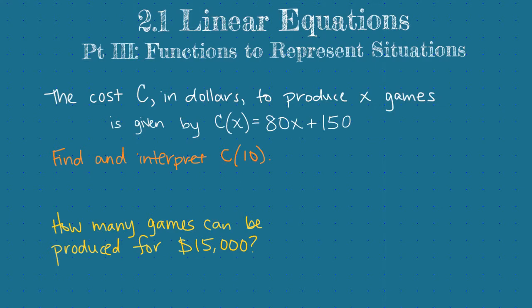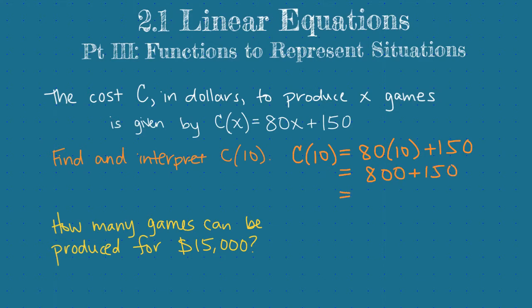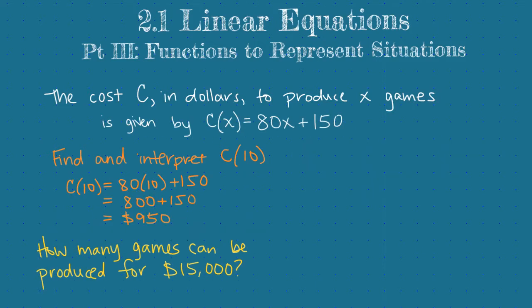All right, the first thing we want to do is find and interpret C of 10. We know already that that means to plug 10 into this equation, so that'll just be finding C of 10. We'll interpret it after we find it. To find C of 10, we'll plug 10 in for X and see what our output is. We'll have 800 plus 150, which is in dollars, so it's $950. Once we plugged in 10 for X, we get an output of $950, and so we've found it, but we need to interpret what this means.